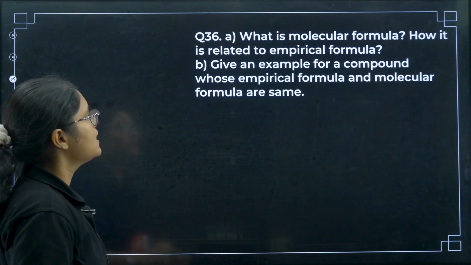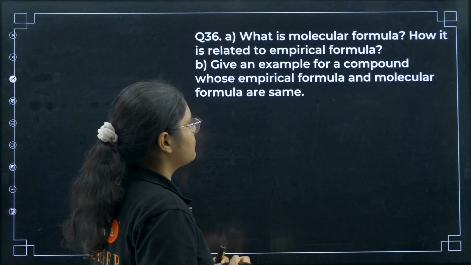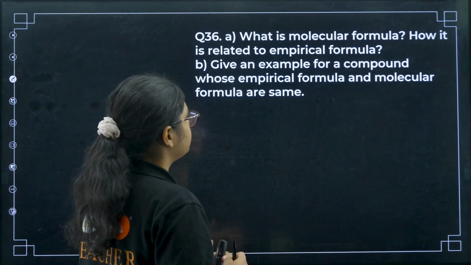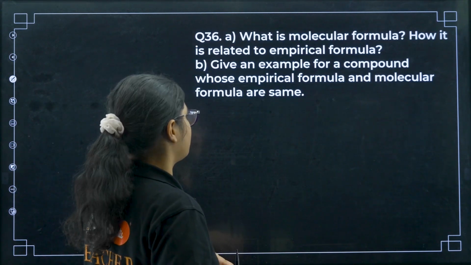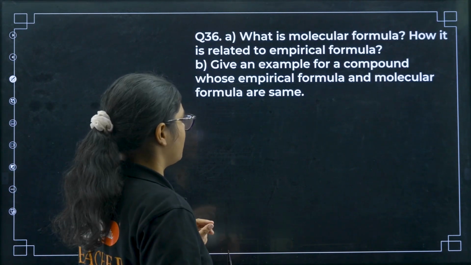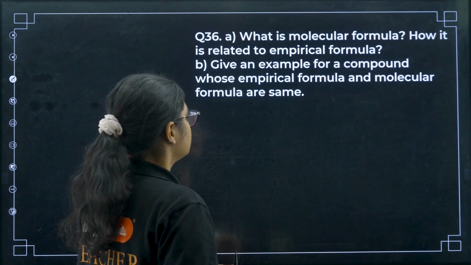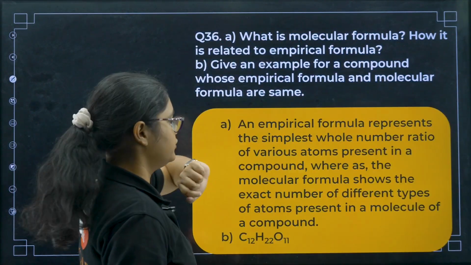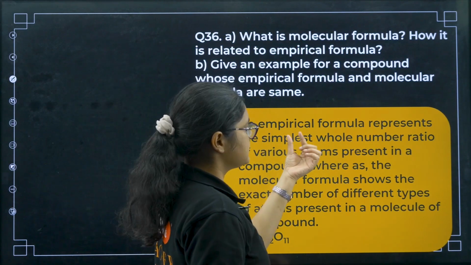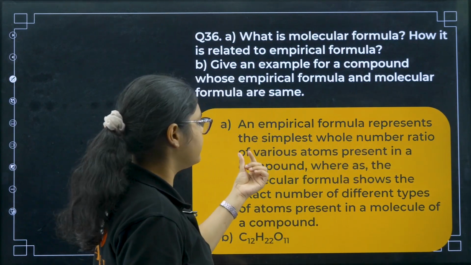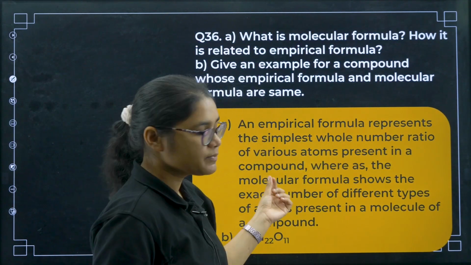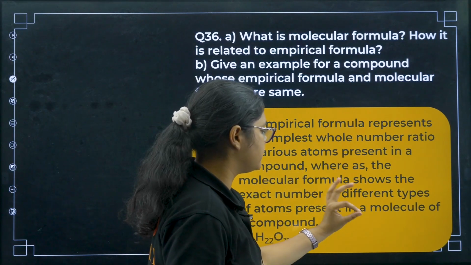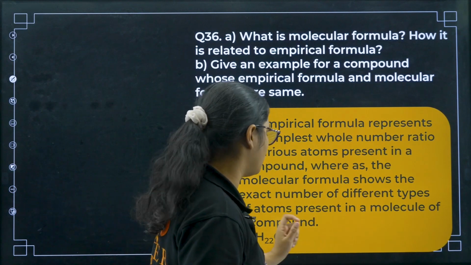Okay, simple question. Next, what is the molecular formula, and how is it related to the empirical formula? Next, give an example for a compound whose empirical formula and molecular formula are the same. First of all you have to write what is the molecular formula. I will tell you the definition of both. An empirical formula represents the simplest whole number ratio of various atoms present in a compound, whereas the molecular formula shows the exact number of different types of atoms present in a molecule of a compound.